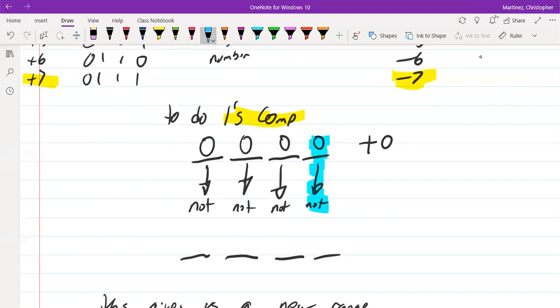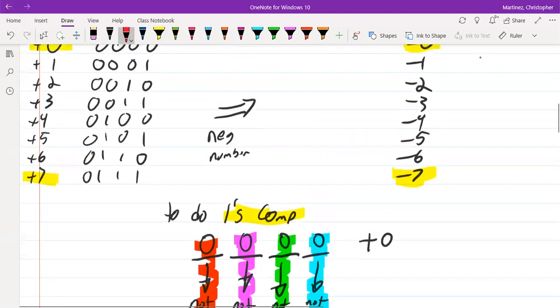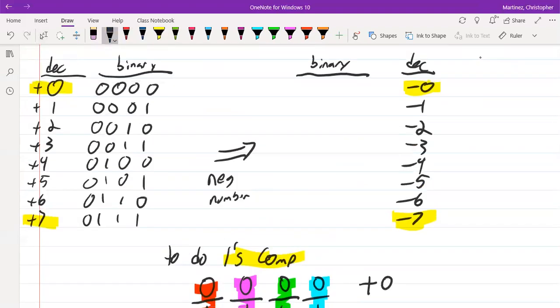So a 0 becomes a 1. Next item, this next 0, we not it. It's going to become a 1. The next bit is this 0. We're going to not it. It's going to become a 1. The next bit is a 0. We're going to not it. We're going to get a 1. So we see we have 1, 1, 1, 1. So that's the way we're going to do 1's complement. Okay, so a positive 0, we do 1's complement. We change every bit. We get all 1s.